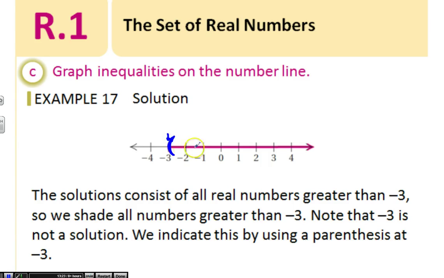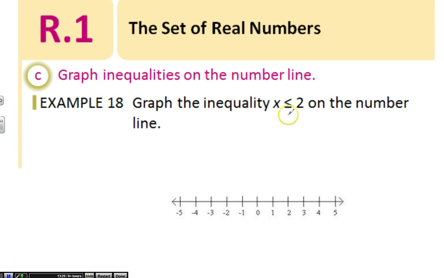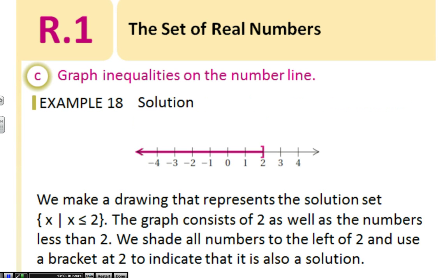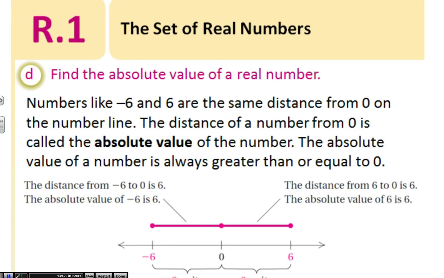So how about -2.9? Yes, that works, but -3 does not. So here we go. This one would be a bracket at 2, and I want everything that's less than, so I'm going to go in this direction. Again, I can equal the value at 2, so it's a bracket instead of a parenthesis.